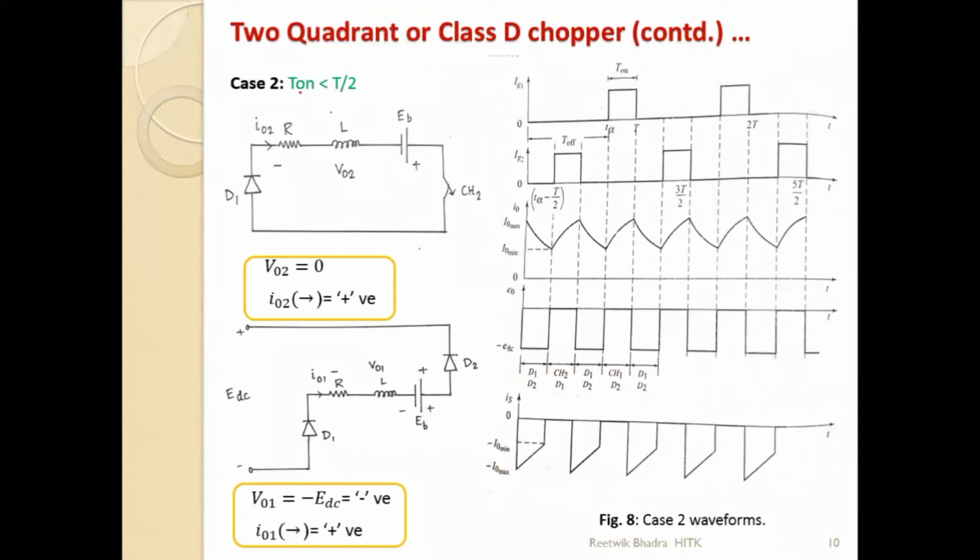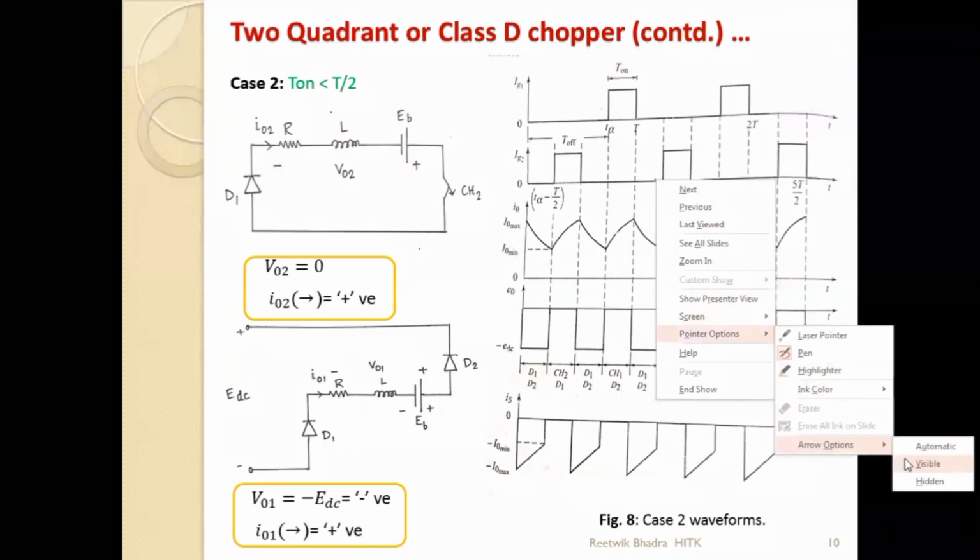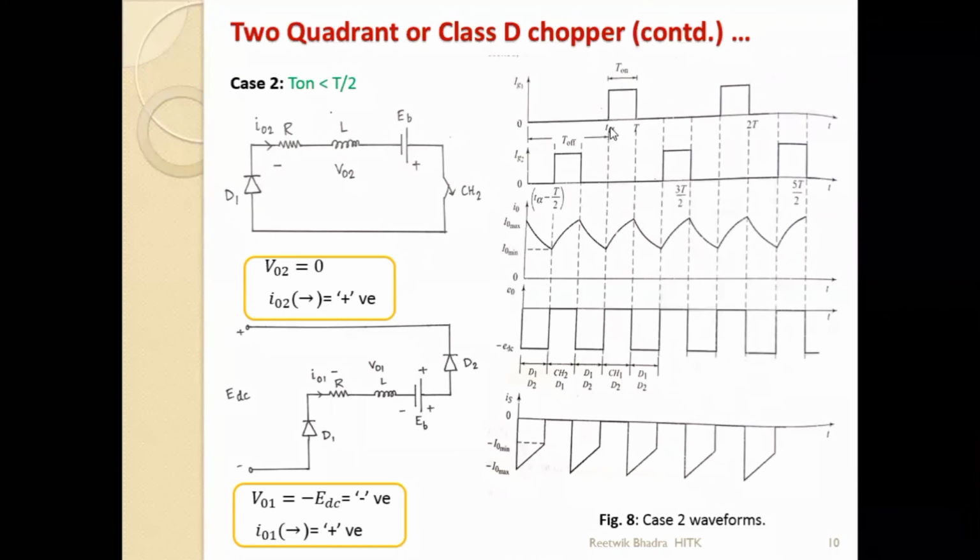Now last, your T on less than T by 2. What happens when your on time is less than T by 2? Now you check this figure. This is your off time. This is your on time over here. Off time, on time. This total up to this is T as marked. So T on, you can understand, is less than T by 2. T by 2 may be at this point.